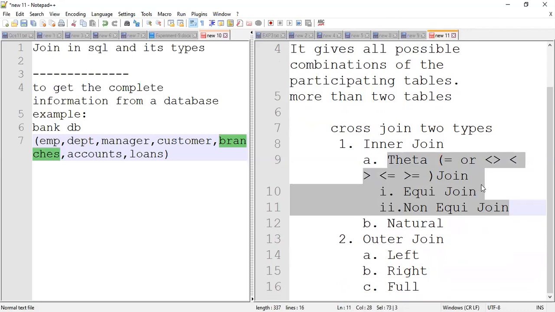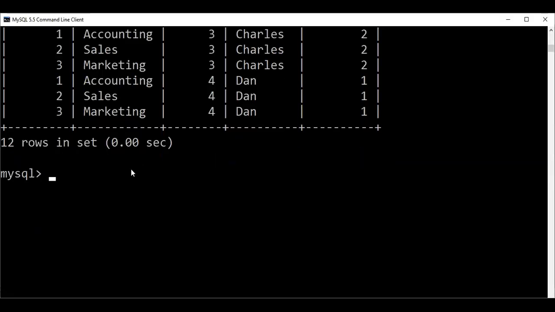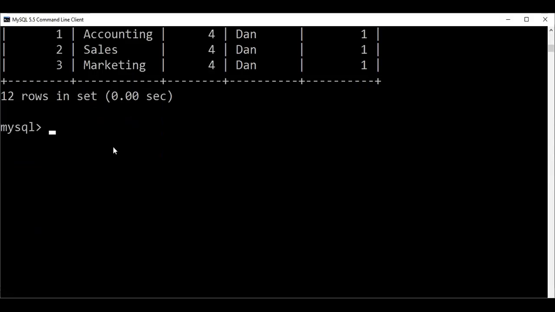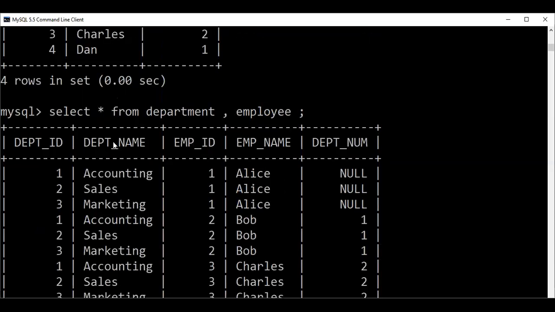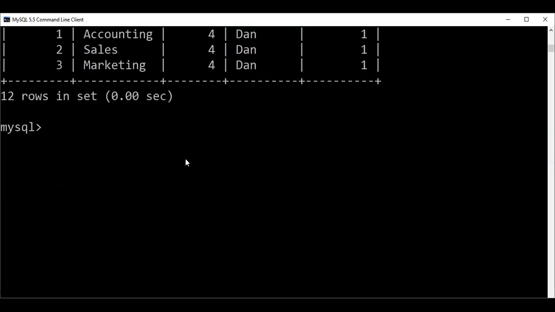So again I am moving to the MySQL prompt. First I am explaining the eq join operator. Now here I'm using the equal operator. Same operation I'm writing here: department, employees. Select star from department. Under any inner join operation, you need to utilize this join keyword.